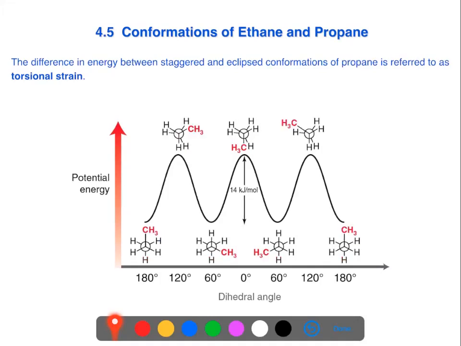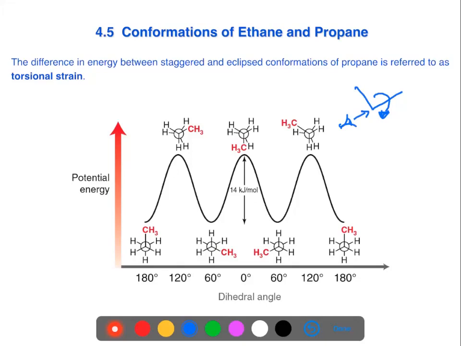So for propane, the situation is very similar. It's just that now with propane, we have a methyl group associated with one of the carbons. In this example, what we're looking down is this particular carbon-carbon single bond. And so we're looking at rotation around this particular carbon-carbon single bond. So that rotation around the C2-C3 is what these conformations are representing.